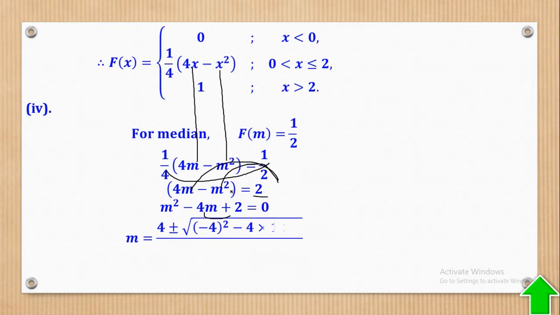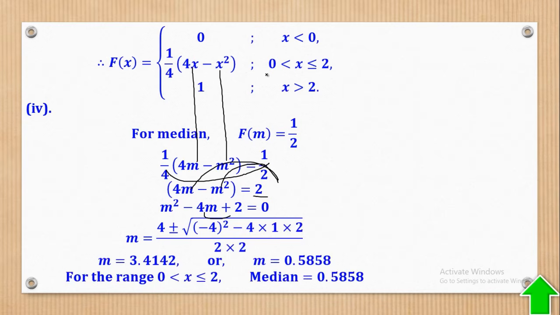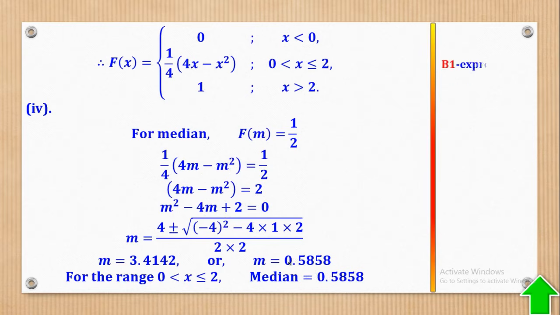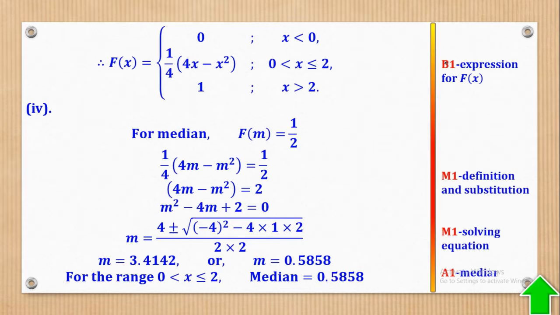Now that is a quadratic, you have to solve it, and when you solve it you'll be able to get two values of m, but one will be in the given range. So within this range the value is that, and that becomes your median. So this will be discarded and you take this as your median. So basically that's what they wanted. Now let's see how marks can be awarded. So B1 for that, M1 for definition, M1 for solving, and A1 for median.